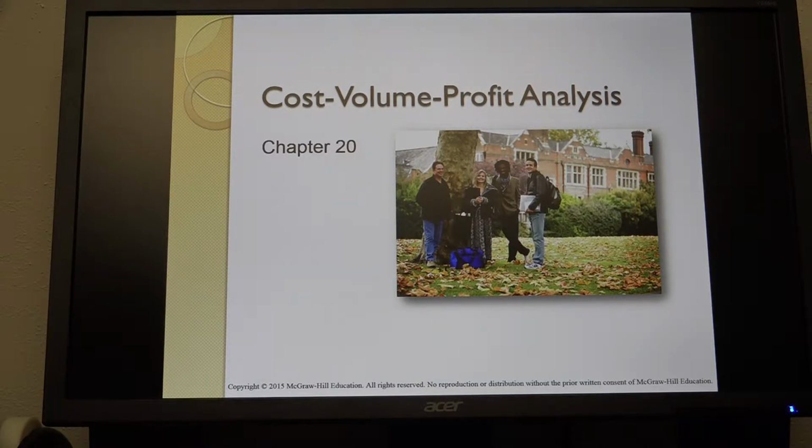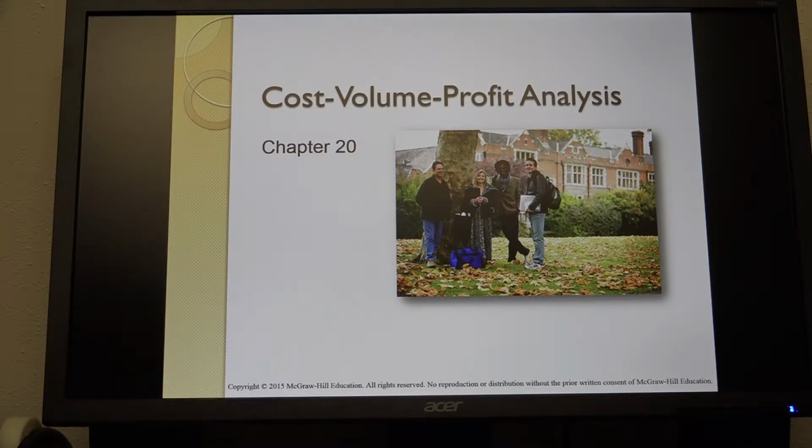Okay, Chapter 20, Cost, Volume, Profit Analysis. This is a real fun chapter. I like this chapter, and quite frankly, it's a pretty important chapter, hopefully one that'll stick with you for all your career, whatever that career might be. This is not just for accountants. This is for anybody going into business.